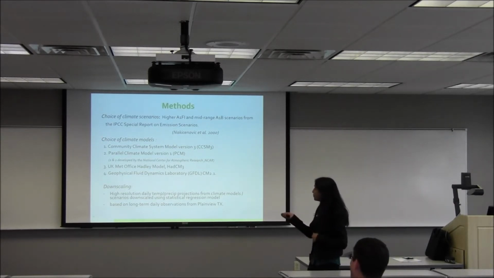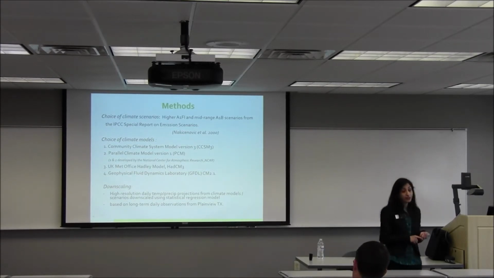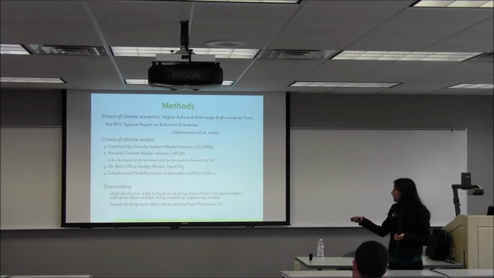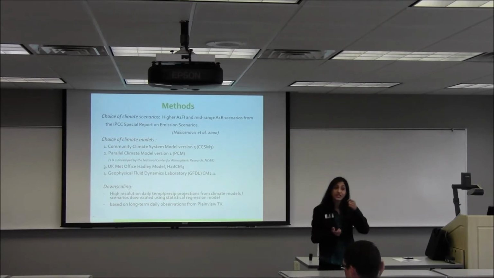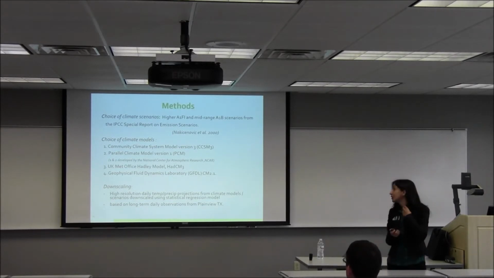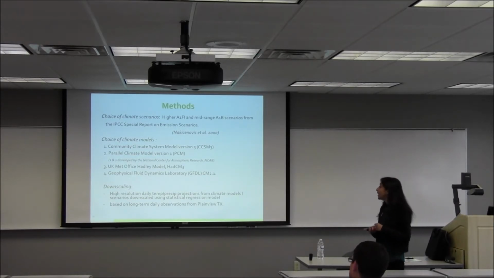Then we chose 4 climate models, which are CCSM and the PCM, both developed by the NCAR, National Center for Atmospheric Research. We also chose a UK Met Office model, which is the Hadley model. And then we finally chose a GFDL model, which is a NOAA model, National Oceanic and Atmospheric Administration.